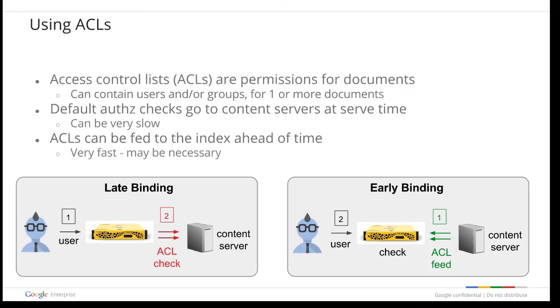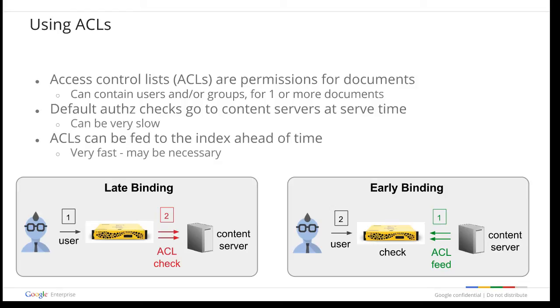But if these ACLs can be given to the GSA in advance, it can immediately determine whether a user can see a file without asking the content server. This early binding approach is much faster. If your users have high deny rates, or you want to use features like dynamic navigation or dynamic result clusters with secure documents, you will definitely want to use ACLs.